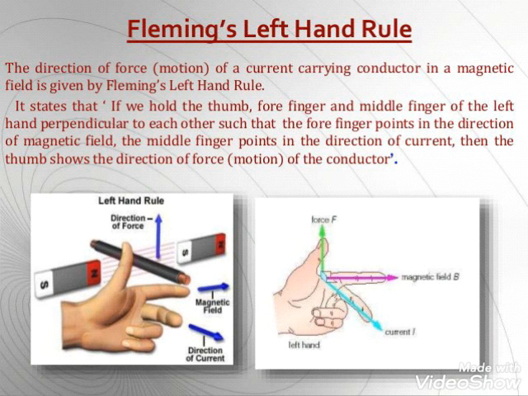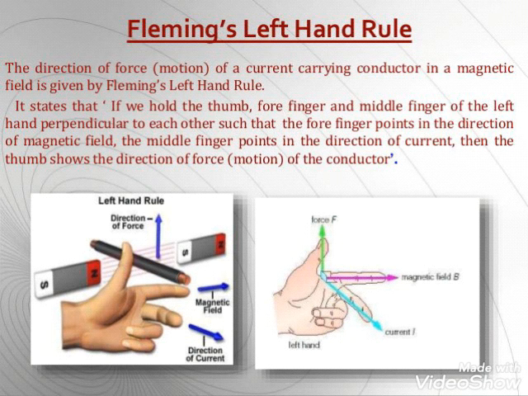Now how we have to apply this left hand rule to find direction. For example, just see the first picture given in the slide, that there is a conductor in between the magnetic field. There are two magnets in which it is placed. Magnetic lines are from north to south. So just assume that the direction of current is downwards.